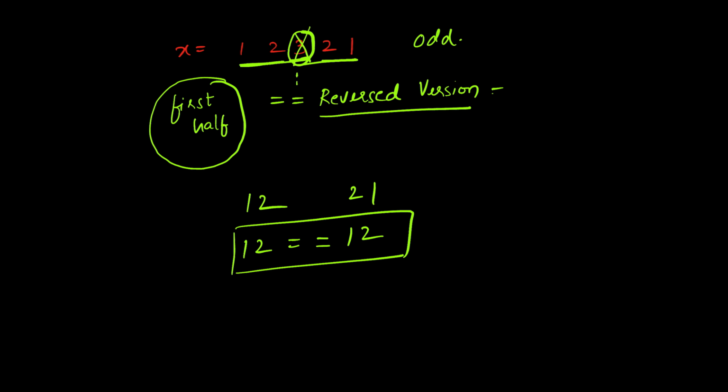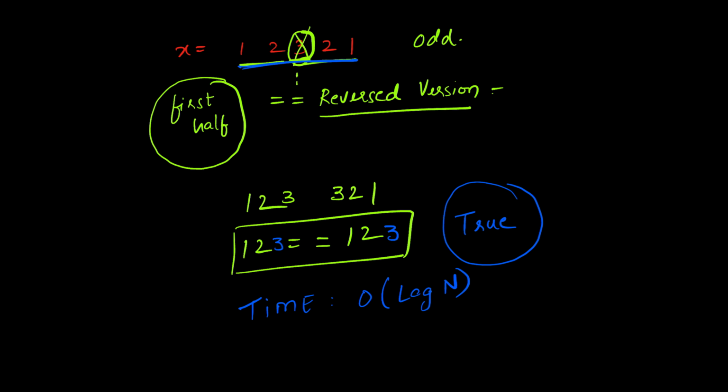And if we include it on both sides, the first half will be 123, the second half will be 321. Reversing that will give me 123 on the right-hand side, which is equal to the first half, hence the number is still a palindrome. I hope you are able to understand how we broke this problem down into smaller pieces and compared the first half with the second half to check if the number is a palindrome without having to convert the integer into string format.